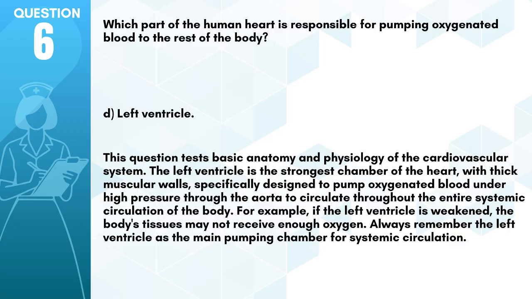For example, if the left ventricle is weakened, the body's tissues may not receive enough oxygen. Always remember the left ventricle as the main pumping chamber for systemic circulation.